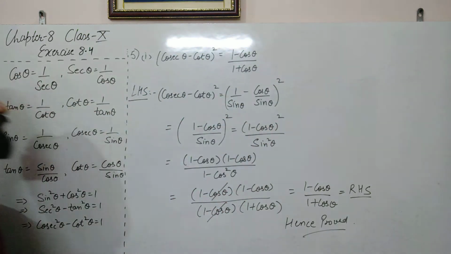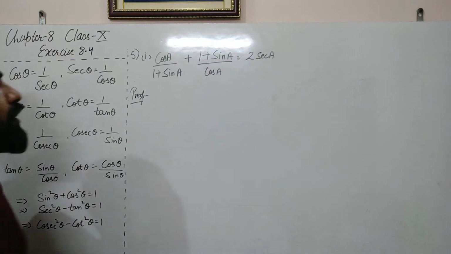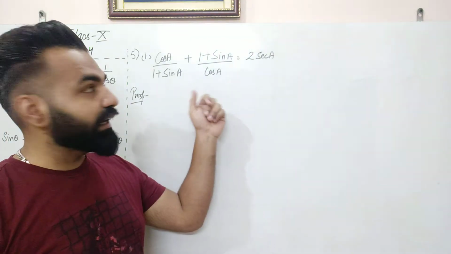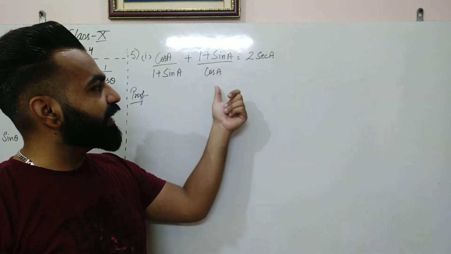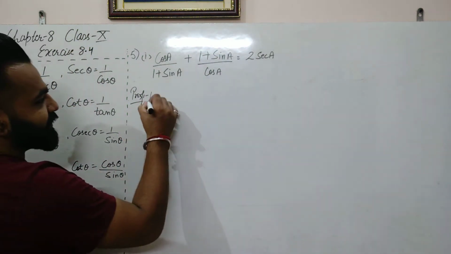So this was the first part. See the second part now: cos a upon (1 plus sin a) plus (1 plus sin a) by cos a is equal to 2 sec a. So let's pick the LHS part first.